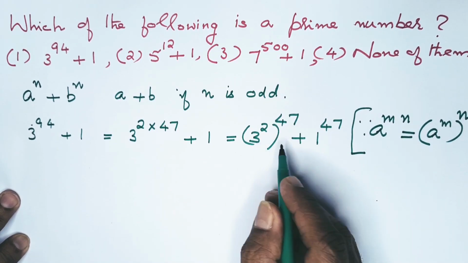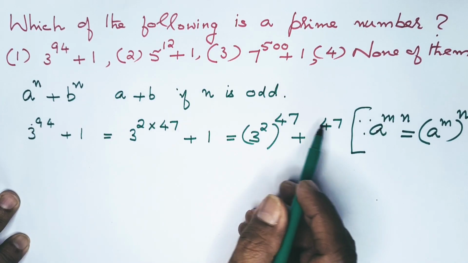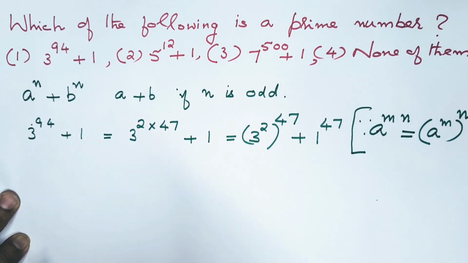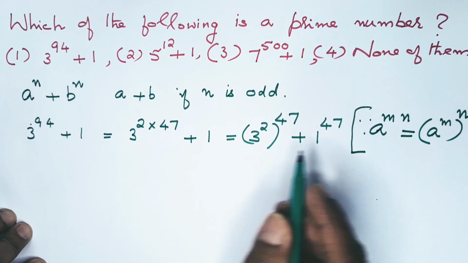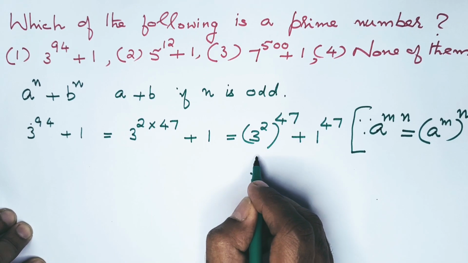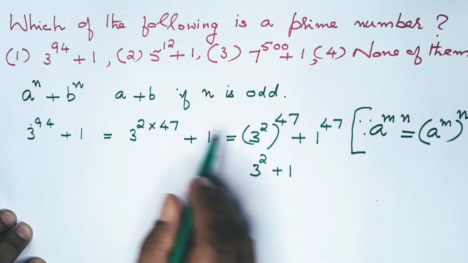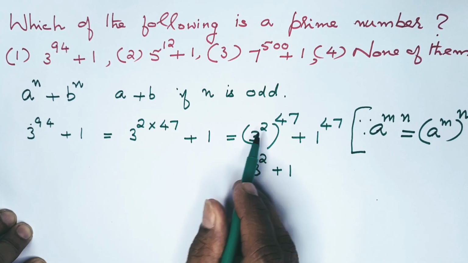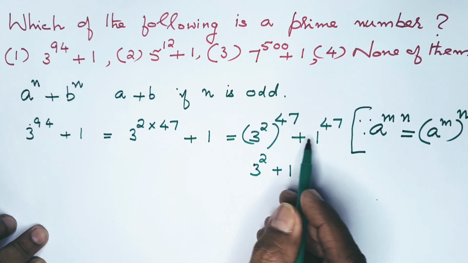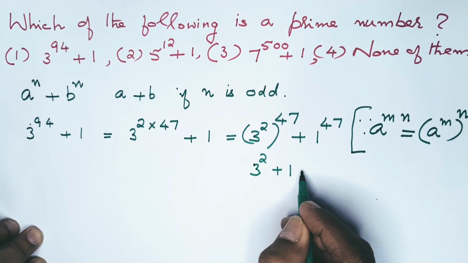Now look at this term and compare this to the result discussed before. So you can see 47 in place of n, which is an odd number. So this number is clearly divisible by a plus b. a is in this case 3 power 2 and b is what? 1. Can you see this? If you compare this to this, a is 3 squared, b is 1 and n is 47. So this number is clearly divisible by 3 squared plus 1, which is actually 10.